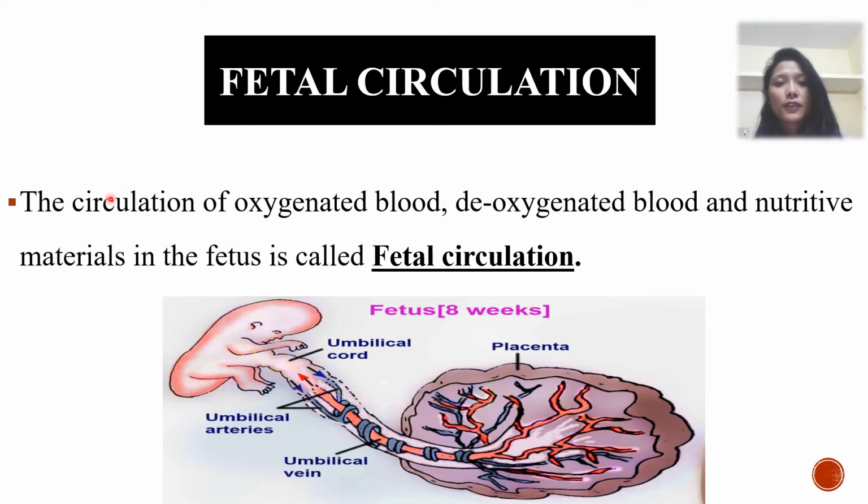So what is the fetal circulation definition? You can write this also, and in the next slides I'm going to share the definition. Actually it's a circulation of oxygenated blood, meaning clean or good blood, and deoxygenated blood, which is kind of bad blood, though in medical terms we should say deoxygenated and oxygenated blood, together with nutritive material. When these things are coming in, it is called the fetal circulation. That is the definition.